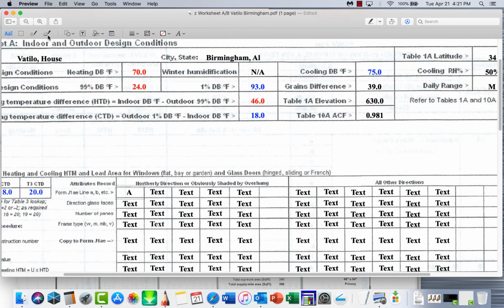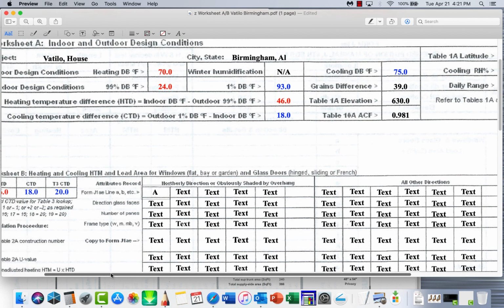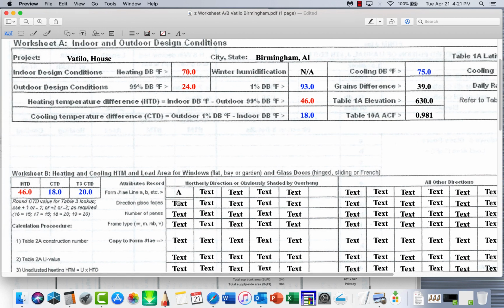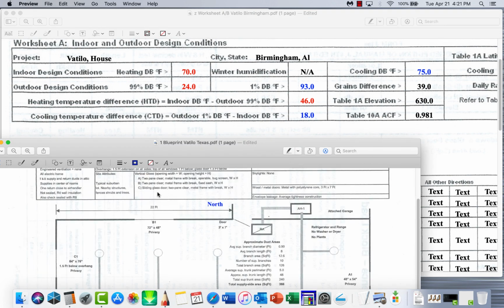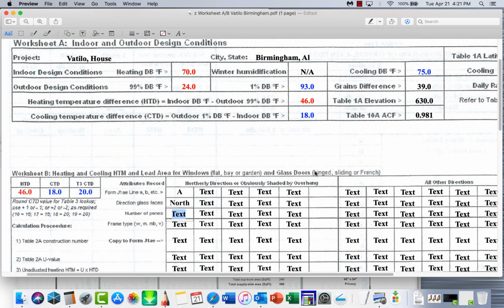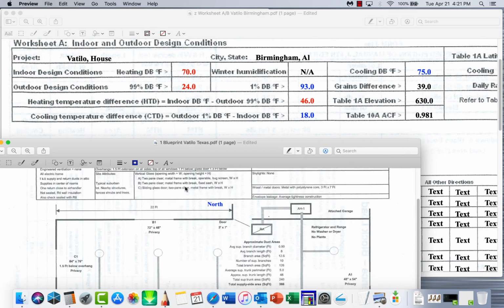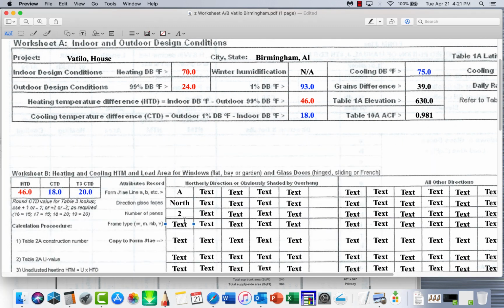Okay. Now, which direction is the glass facing? Let's zoom in here a little bit so we can read this a little bit better. Okay, which direction is the glass facing? Well, of course, this is a north window, so north goes here. Number of panes. Back to your construction page. It says that a B1 window is a 2-pane clear. So we got 2 panes of glass there. 2. Frame type. You have wooden, metal, metal with a break, or vinyl. Well, ours was metal frame with a break, so we'll go with MB.